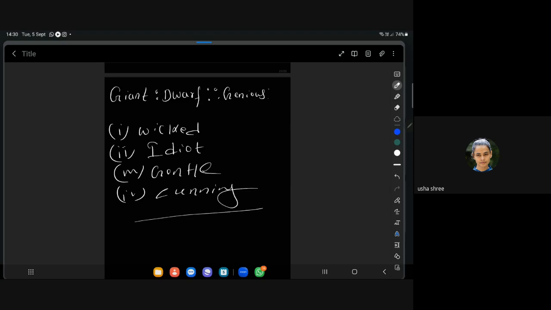Now, what do you understand? Idiot. Okay. Because these are opposites. Yes. So giant, dwarf, exactly opposite. So genius means idiot. It will be idiot.